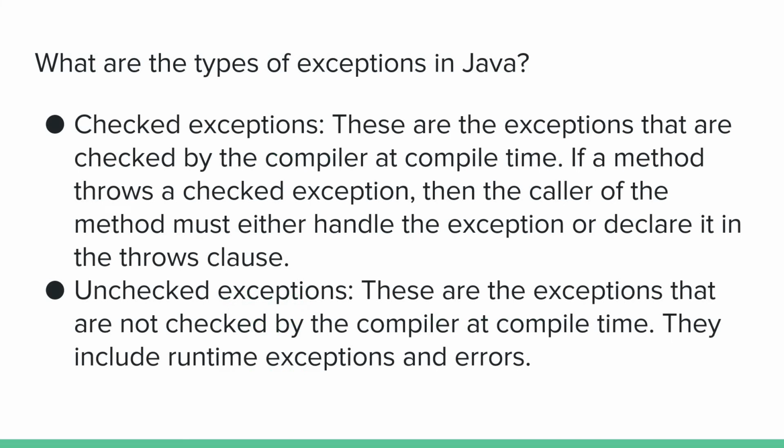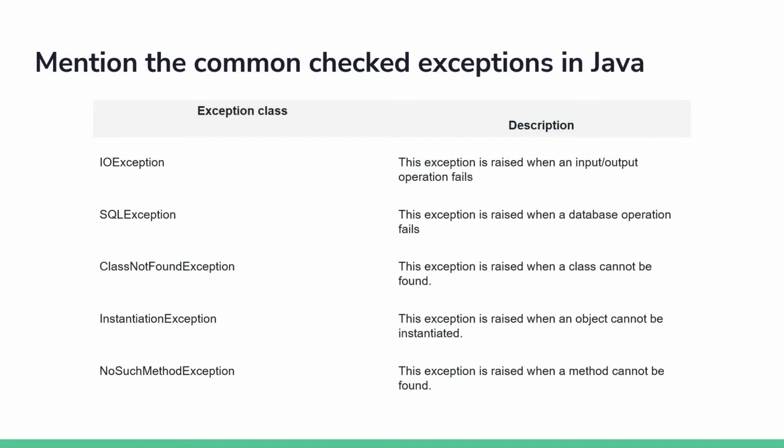What are the types of exceptions in Java? Checked and unchecked. Checked exceptions are the ones that are checked by the compiler at compile time. If a method throws a checked exception, then the caller of the method must either handle the exception or declare it in the throws clause. This is a very important point. Please remember, this is all done at compile time. Unchecked exceptions are those that are not checked by the compiler at compile time. They include runtime exceptions and errors. This is very important to be understood.